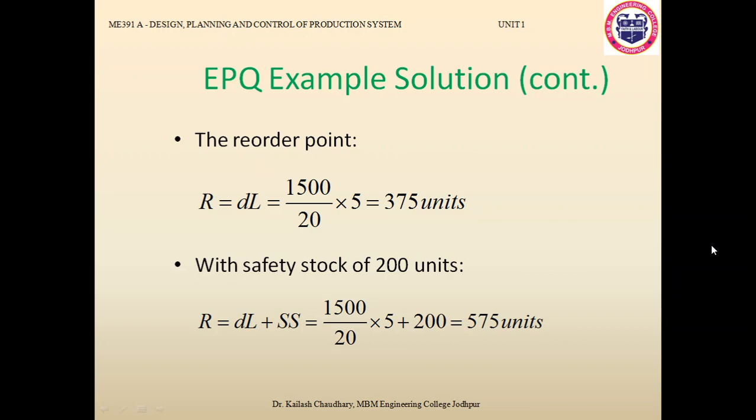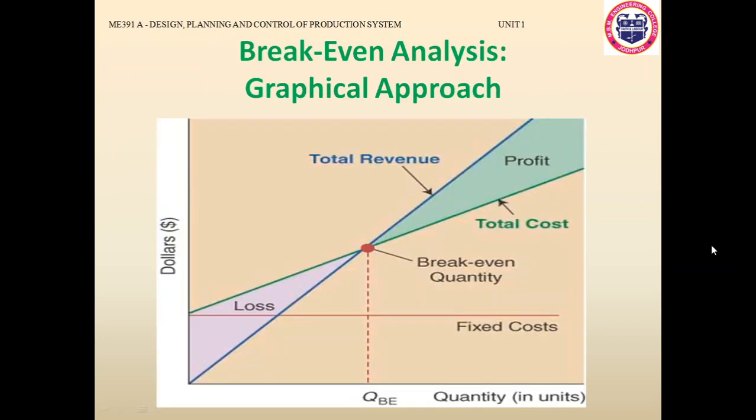So in the beginning, if you have 1000, 2000, 8000, 10,000, whatever quantity you have in your mind, once you produce and the number of products goes down to 375, you need to start producing the second lot.